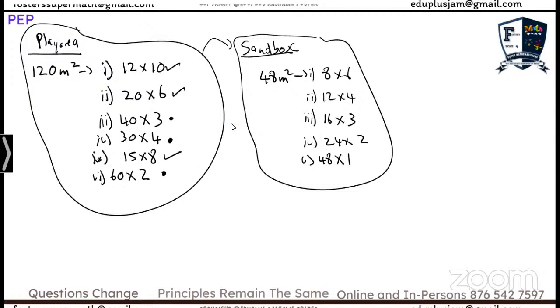All right, so again, let me give you a minute to decide which one you're going to use. Because again, remember, whatever your dimensions are for your play area, whatever the dimensions are for the sandbox, it can hold. It has to be able to hold on the inside there.